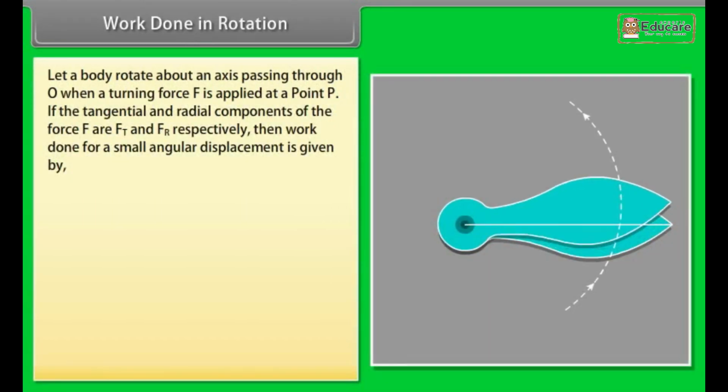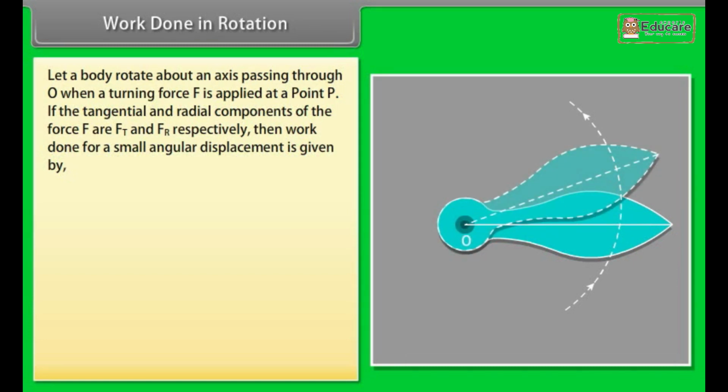Work done in rotation. Let a body rotate about an axis passing through O when a turning force F is applied at a point P. If the tangential and radial components of the force F are Ft and Fr respectively, then the work done for a small angular displacement is given by dW is equal to Ft dot ds. Put the value of ds in the above equation. dW is equal to Ft r d theta. Here r is equal to OP.